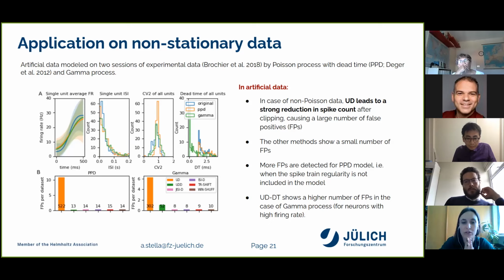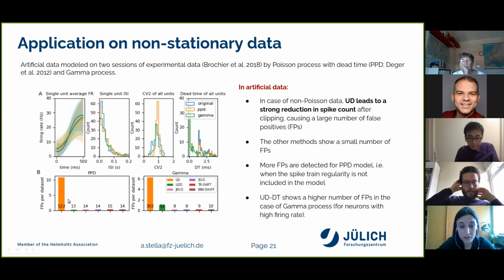So if we look for spatio-temporal patterns in independent data, we should find few false positives, of course. Some of them need to be there because it's a statistical test, but we don't want to find many. And what we see when we apply SPADE across different surrogate techniques is that uniform dithering leads to a large number of false positives. And this is obviously not good, whereas the other surrogate techniques give almost the same number of false positives, besides uniform dithering with dead time, which is not really great for the gamma process. So more false positives are actually detected for the Poisson process with dead time when the intrinsic irregularity of the neuron is not included in the model.